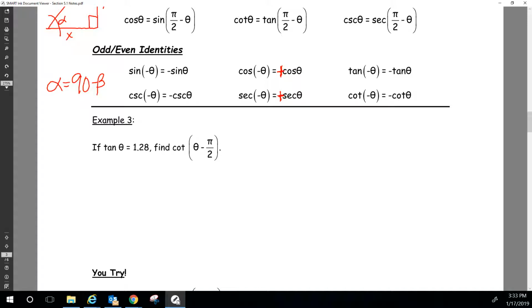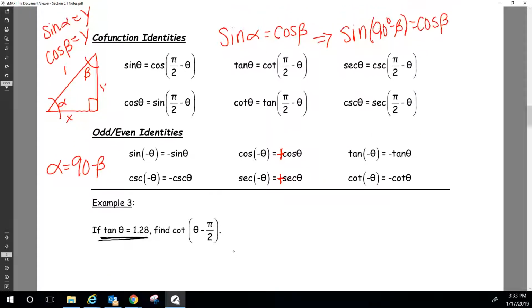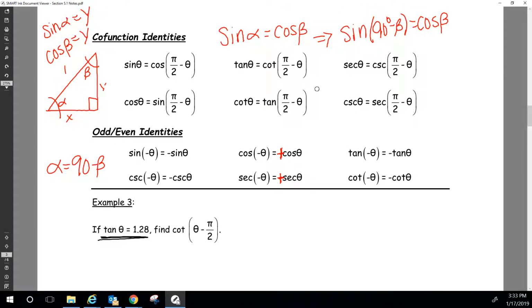Well, if I want to find cotangent of this angle, and I don't know what this angle is, the only piece of information I have is tangent is this number, I've got to write this guy in terms of tangent in order to use the information that I'm given. So I've got these identities here that if I could make my inside look like this, then I could relate it to tangent and use this information. But if I can't make this look like this, then I can't use this piece.